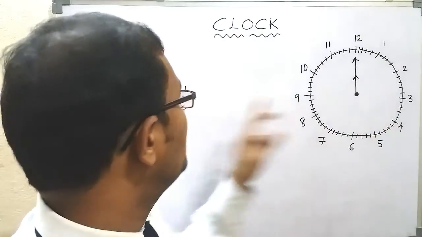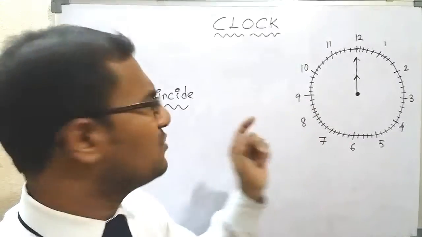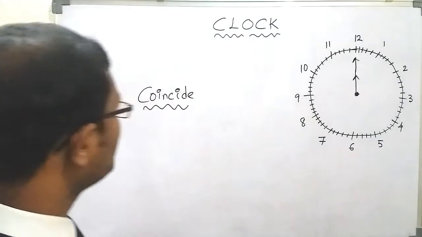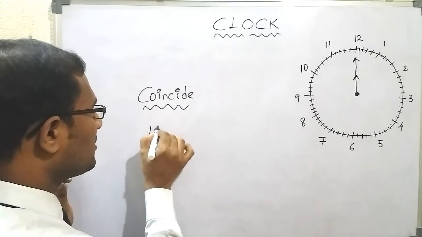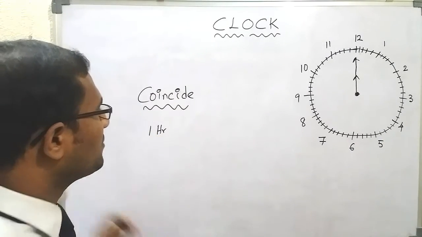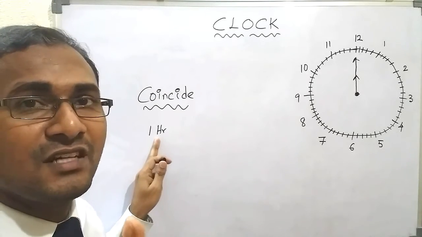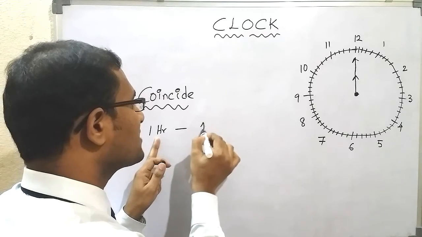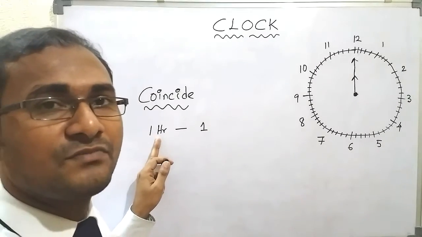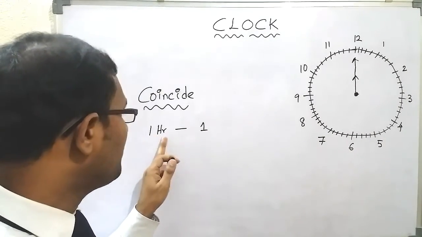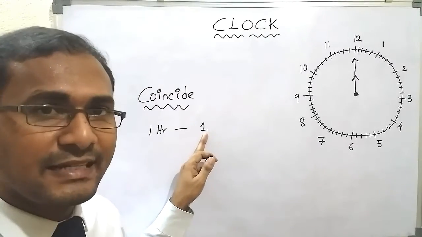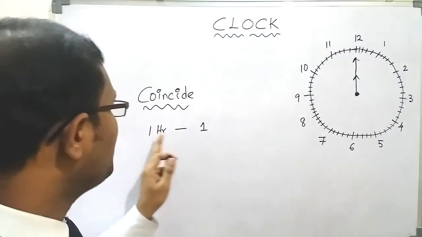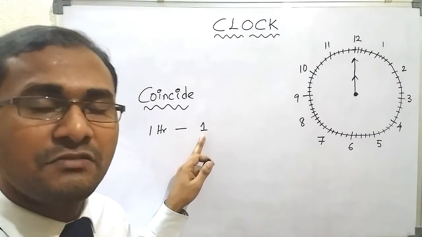So the best example for the coincident condition is 12 o'clock. To explain this condition, I have taken 12 o'clock as an example. Now here you have to remember this condition: for every 1 hour, how many times does the coincident condition take place? Only one time. So for every 1 hour only one time the coincident condition takes place.